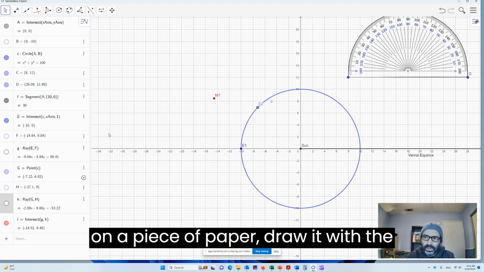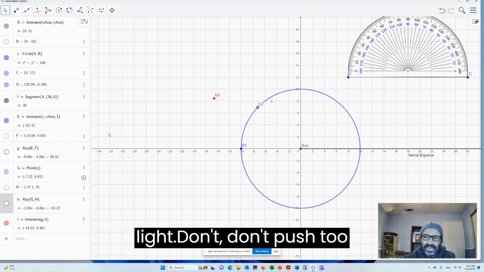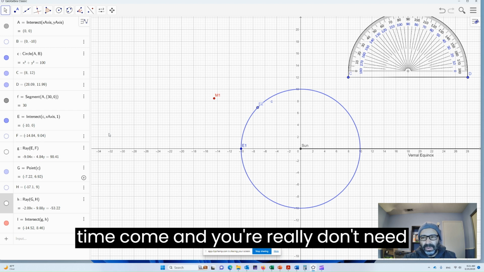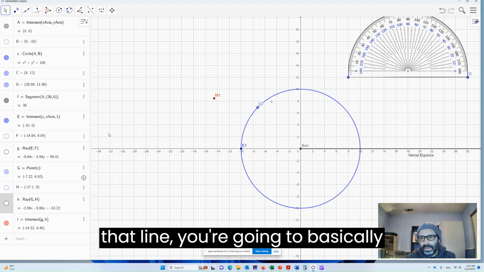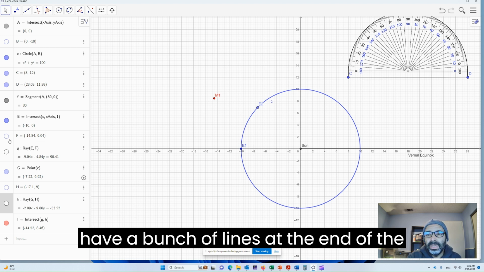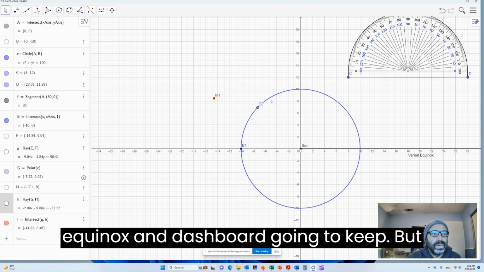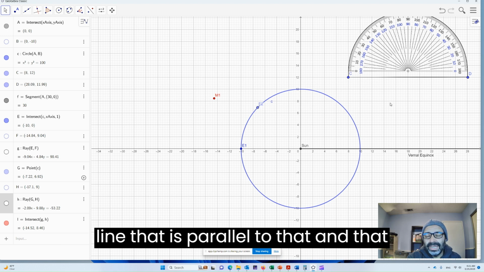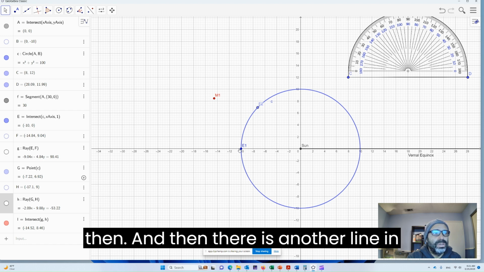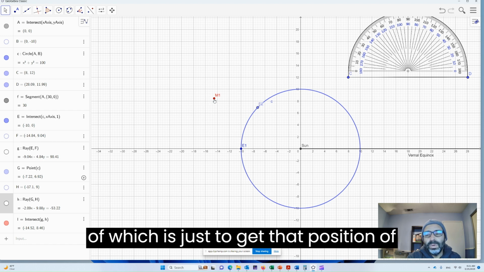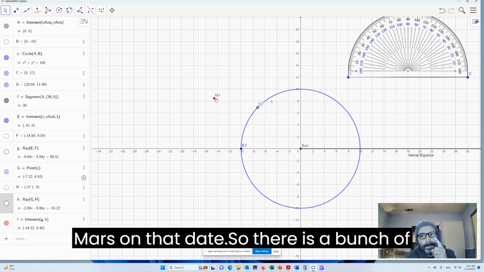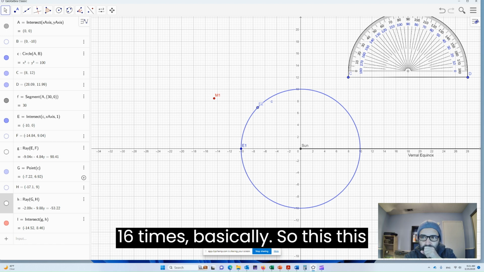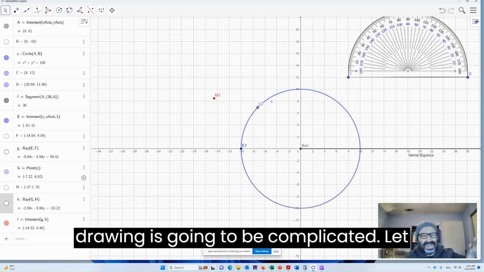For your case, when you're drawing this on a piece of paper, draw it with a light hand. Don't push too much on the pencil, so that when your time comes and you really don't need that line, you're going to basically erase it a little bit, because you will have a bunch of lines at the end of the day. Remember, we draw the vernal equinox, and that we're going to keep. But you could potentially have drawn another line that is parallel to that, and that is going to be a little bit too much. And then there is another line in here, and another line in here, all of which is just to get that position of Mars on that date. So there is a bunch of points. And imagine you have to do that 16 times, basically. So this drawing is going to be complicated.